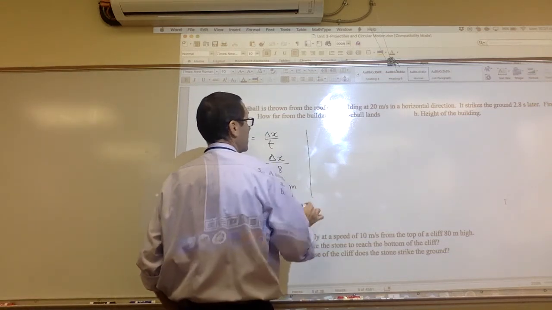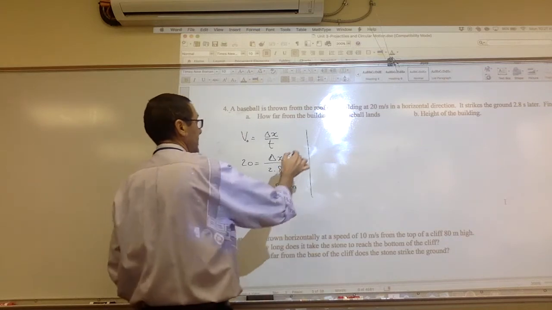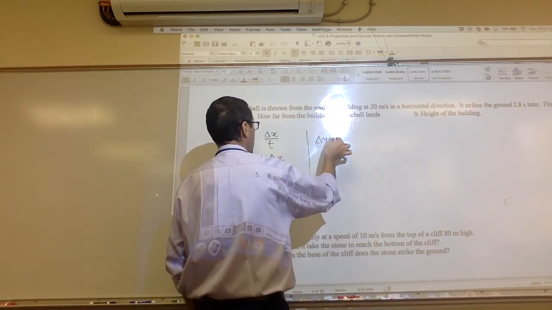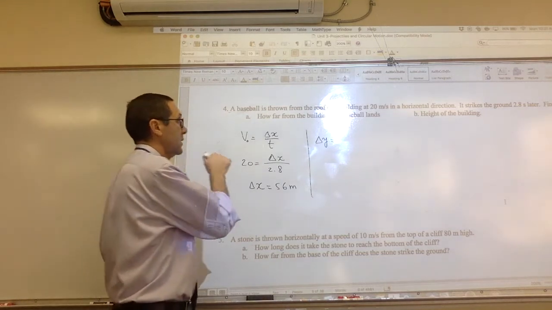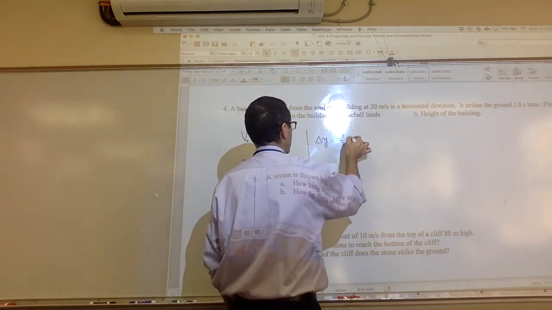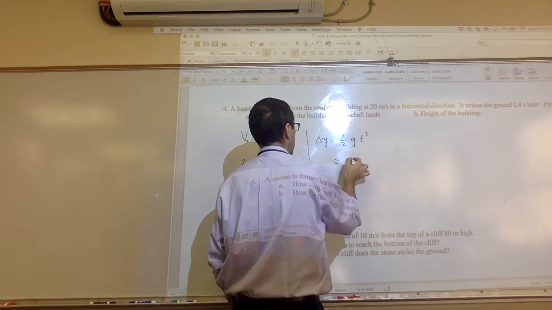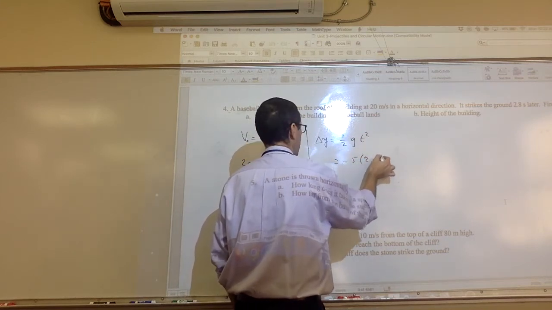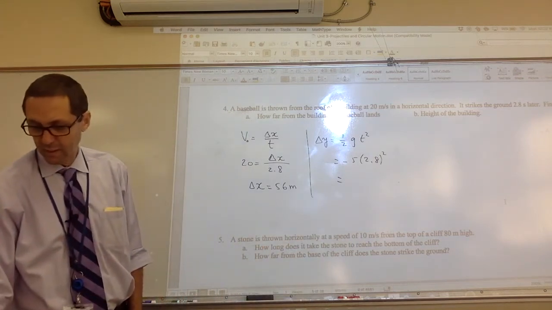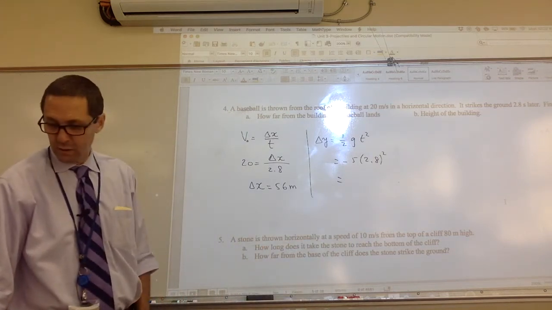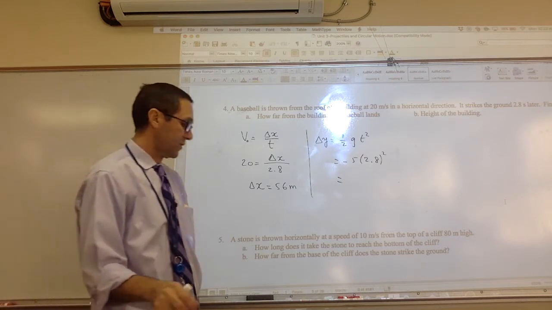For part B, we're trying to find the height of the building, so delta y. So we're going to find the displacement and just take the positive value of that to get the height. It's 1/2 gt squared, negative 5 times 2.8 squared, and you should get negative 39.2. So in terms of height, it's just positive 39.2.